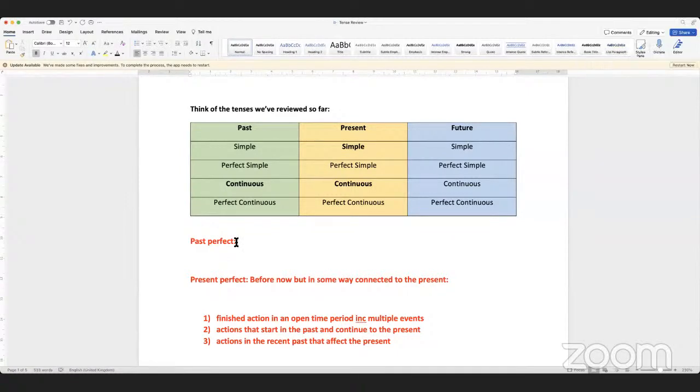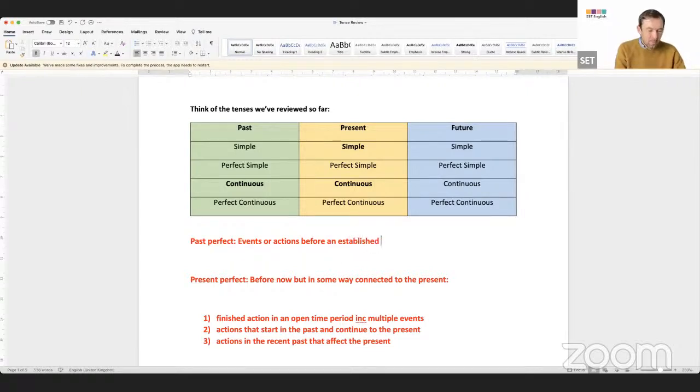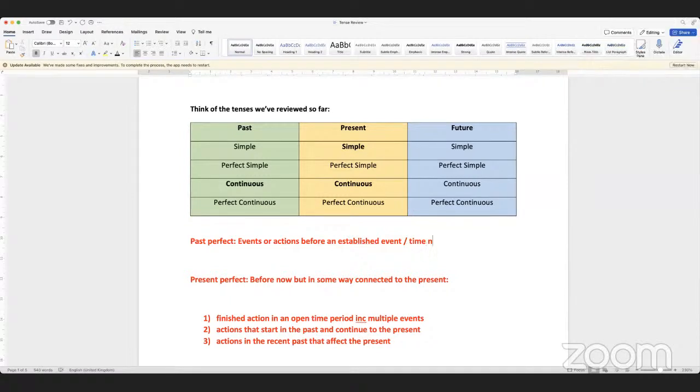Past perfect shows an action that happened before an established event or time in the past. In the past. Okay, that's very important.